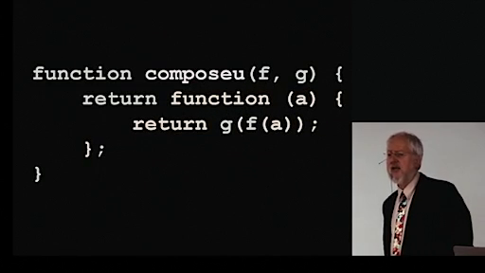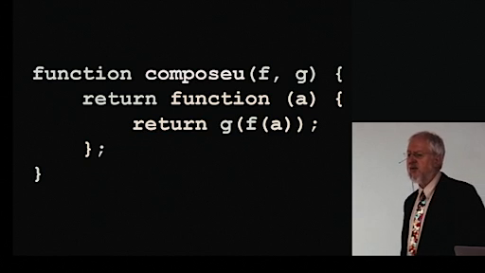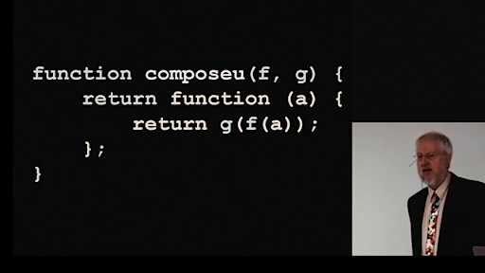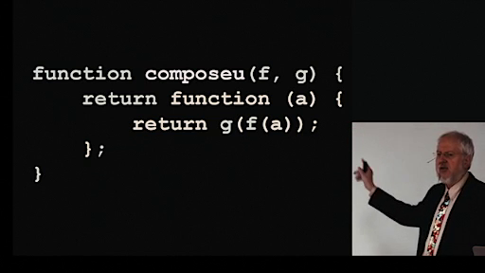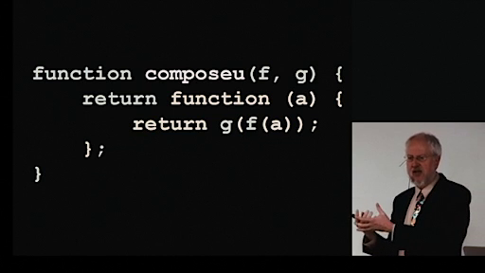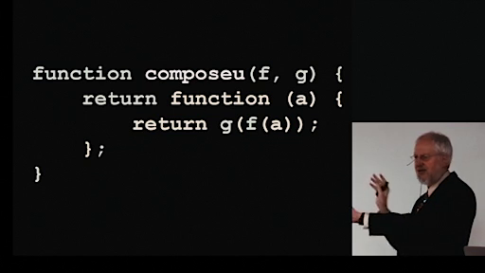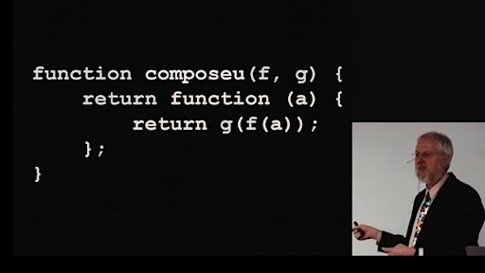So here is compose U. Compose U takes functions f and g. It returns a function that takes an argument and returns the result of calling g of f of a. So who got compose U? Very good. The tricky thing about this one was that nested function invocations are written inside out, which lexically looks backwards, and so you just need to get the g before the f, even though it's called later.